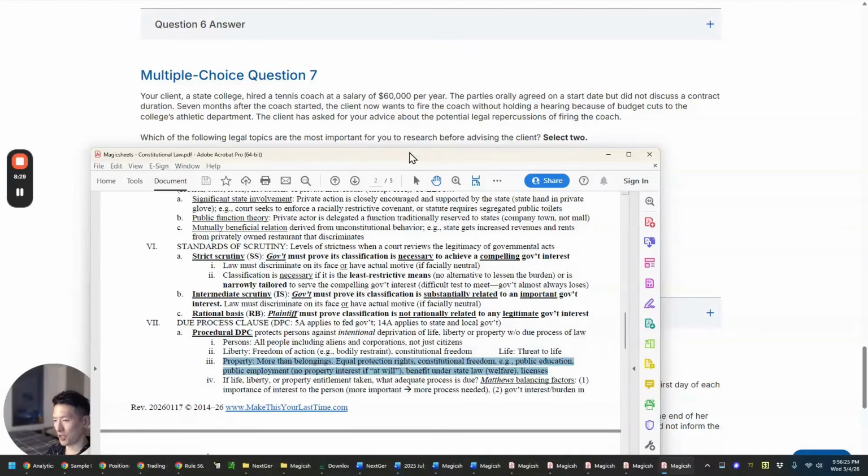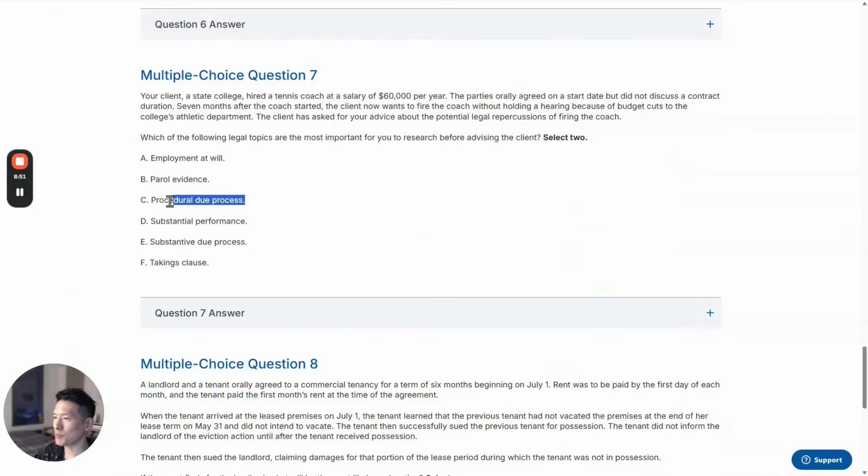Another thing that you want to check for with constitutional type questions is whether there was state action. Without state action, constitutional law probably won't apply. So here there was state action. There was a state college doing the hiring and the firing. So most likely, procedural due process is going to be one of the answers.